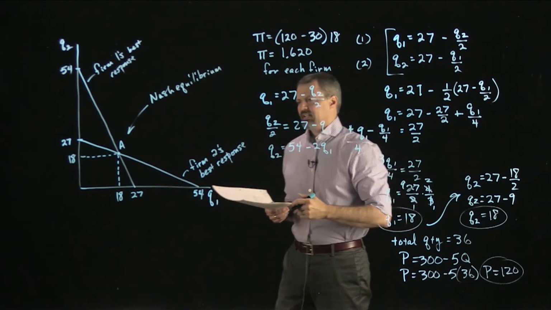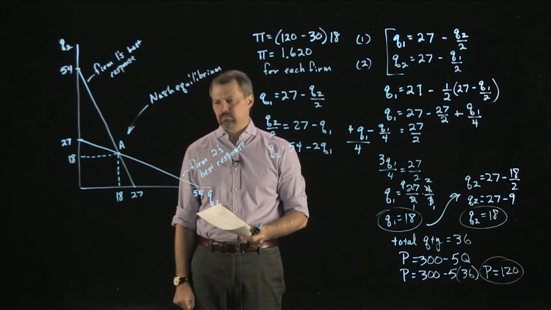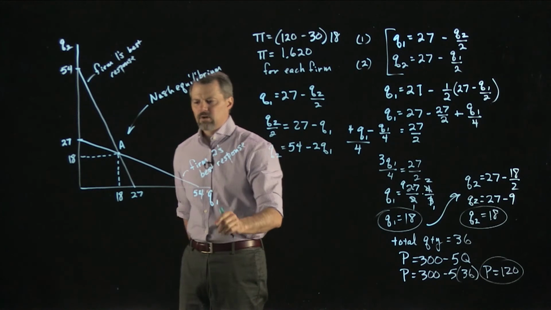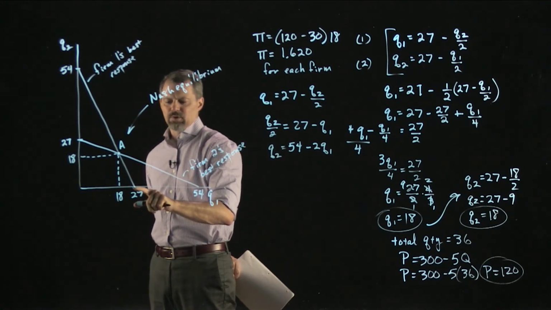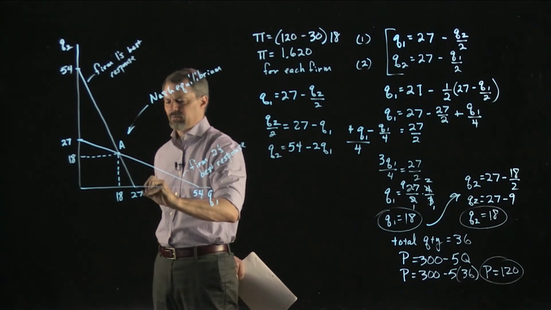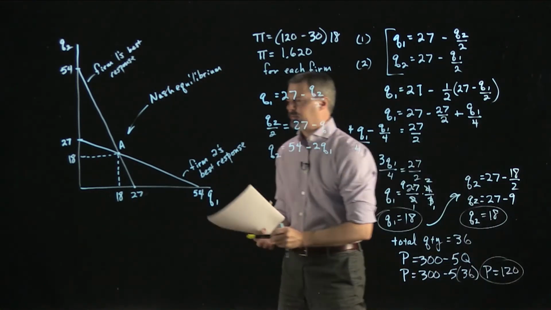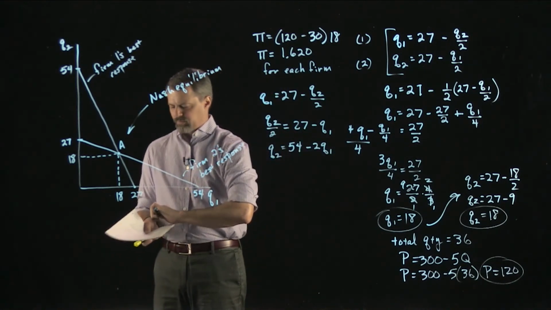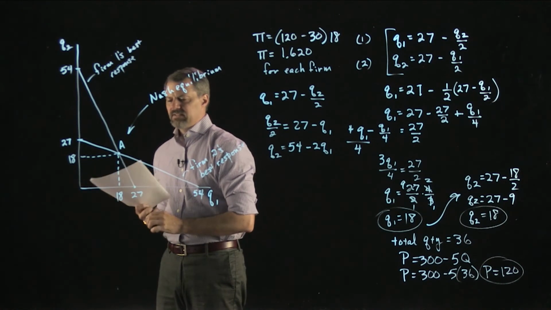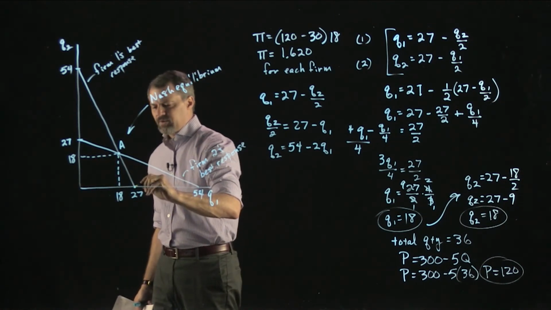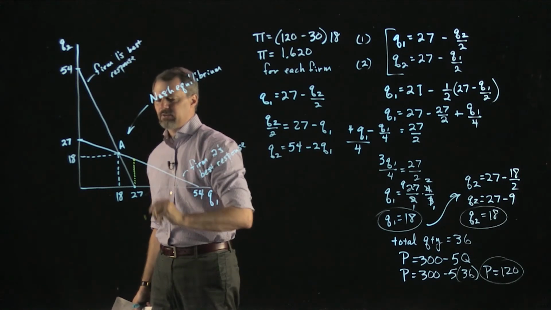Let's think for a second about what would happen if we were at something other than the Nash equilibrium. Let's think about what we would expect to happen if, say, firm 1 was producing 27 units. So suppose we started right here. Let's do this in a little bit different color. So suppose firm 1 was producing 27 units. Well, what that means is that firm 2's best response is to produce this quantity right there.